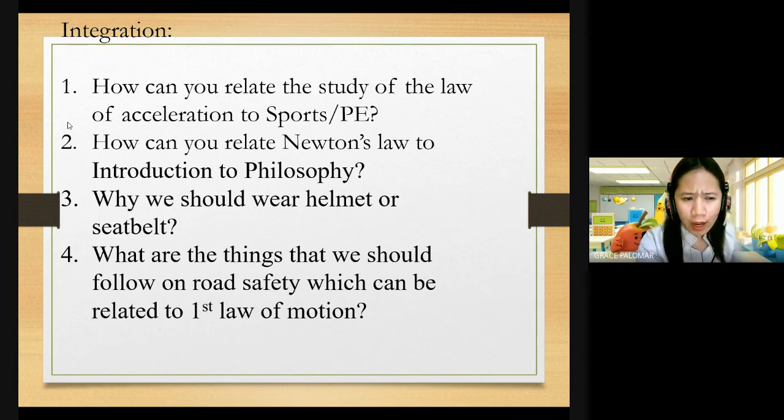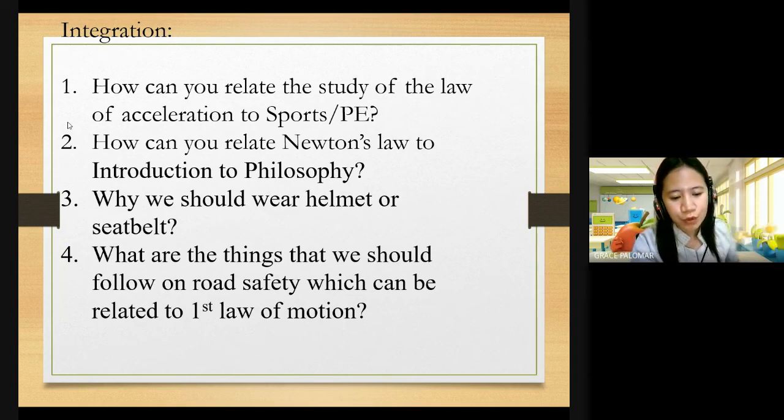Next, why should we wear a helmet or seat belt? Why should we wear a helmet when we are biking, and when we ride a car, why do we need a seat belt? I'll give you another 5 seconds to answer that. Okay, so there are basically two reasons. First, because it is the law.